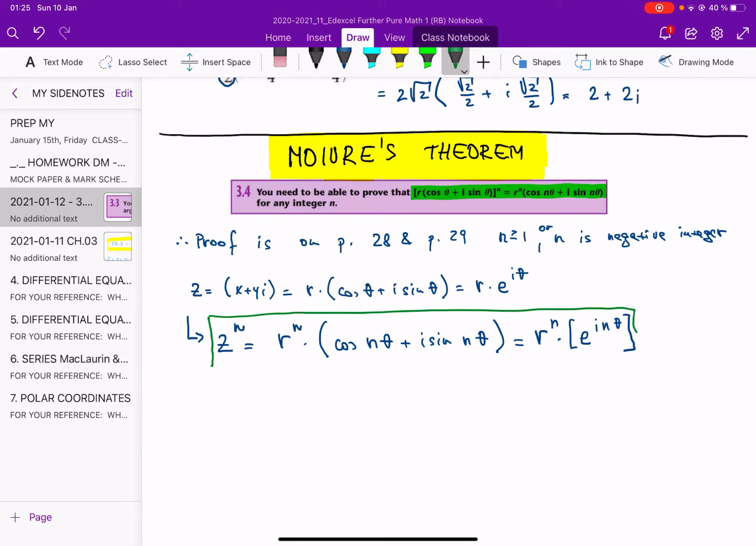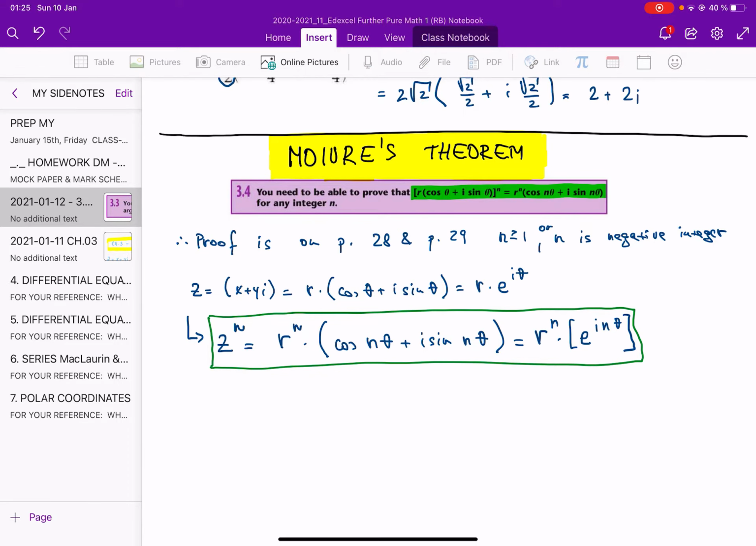Okay, so we're going to use it straight away, but again, the proof can be found on page 28 and page 29, and you do need to know it. You do need to be able to prove it on your own. The proof is by induction. That's what you learn in FP1. Okay, so there should not be any trouble.